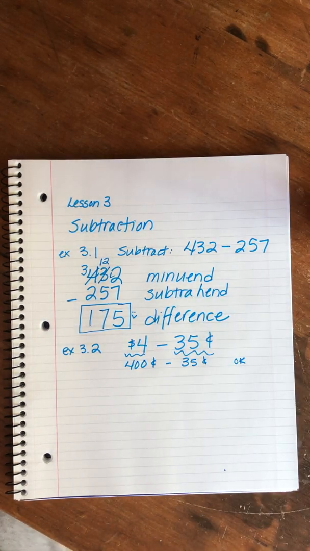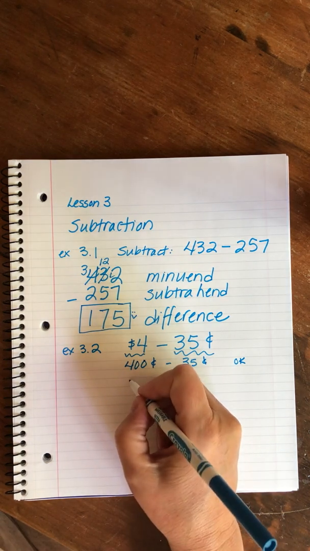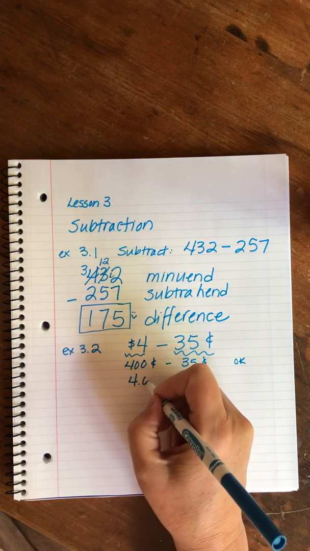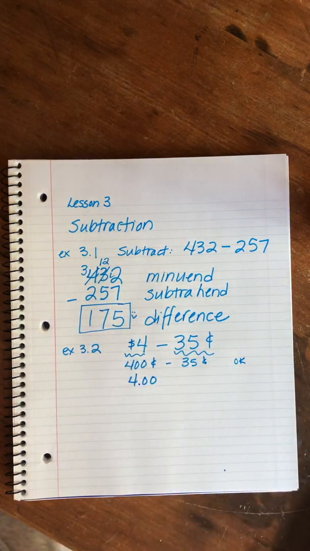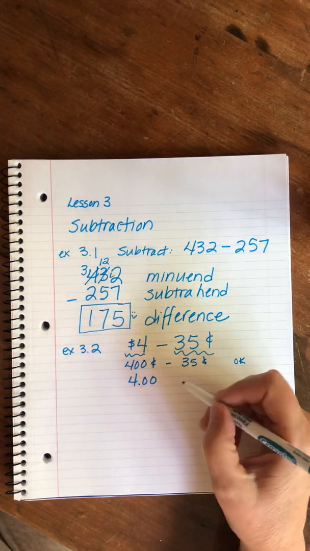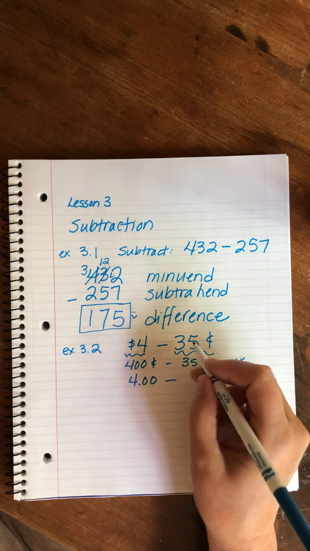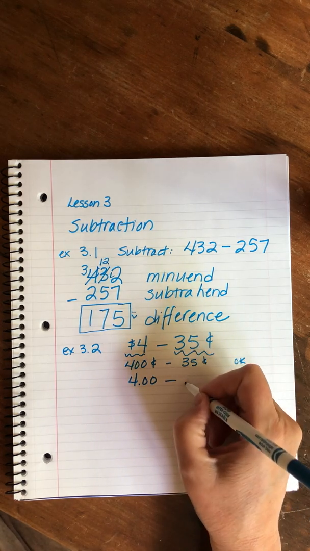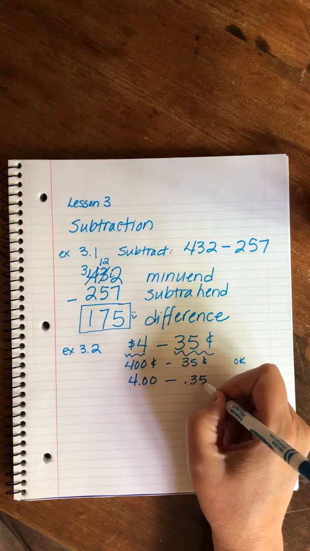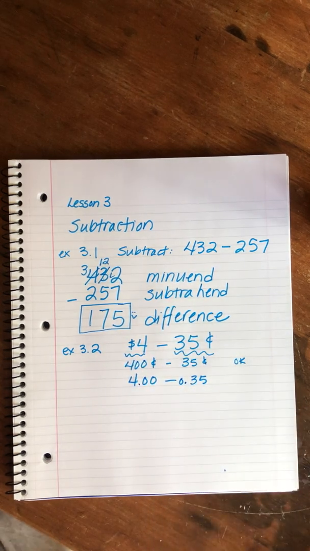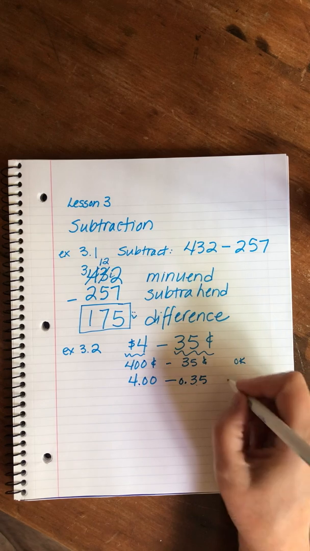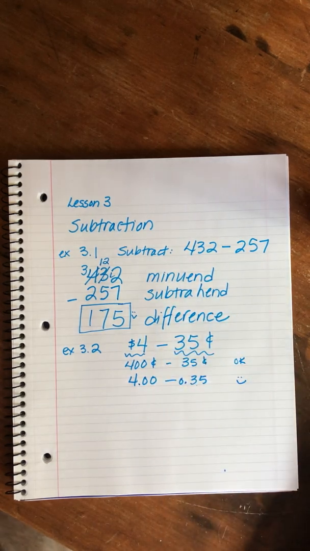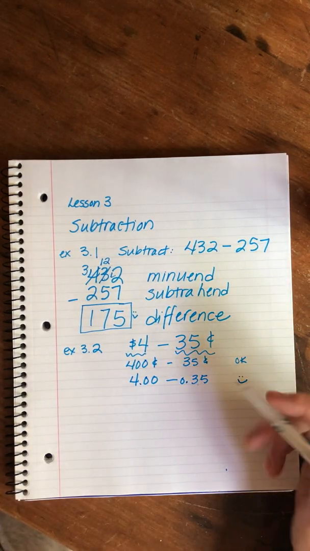But that's not usually how we do it. Usually we leave the dollar amount in dollars, and here I added a decimal and some cents, right? Two zeros for the cents. And then this 35 cents we would rewrite as 0.35. And I can put the zero there if I want, right? That's 35 cents also.